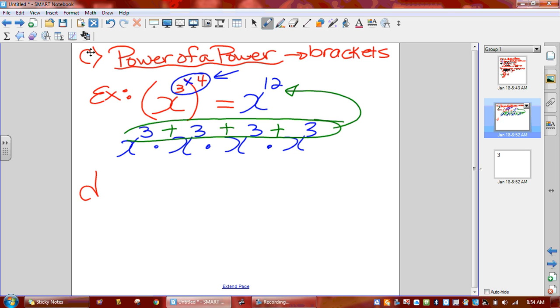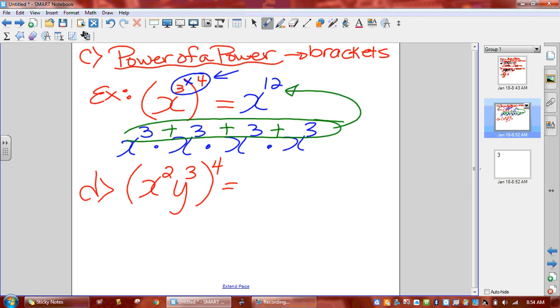Okay. D is very similar to C. Only now I'm going to put a couple things inside the brackets. So I'm going to put, let's say I'm going to have an x and a y. So x squared, y cubed, all exponent 4. Well, in this case, we do the exact same thing as we did with the example above. We could write it out like we did with the blue ones. So we would have 4 sets of x squared, y cubed. Or we take the outside exponent, and it's going to multiply to every exponent inside. And that's how those happen. And again, it's going to remove the brackets.